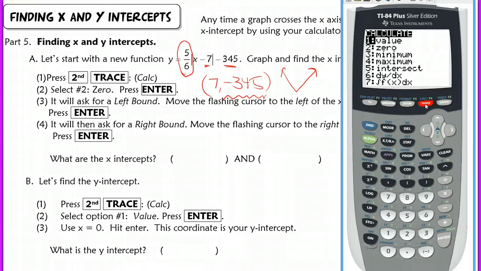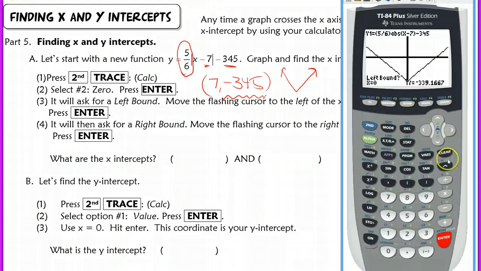That's how I remember where the key is going to be. And you're going to look for a zero of the function. So you're going to scroll down to 2. These are called zeros of the function. So it asks you for a left bound. This just means go to the left of this point.